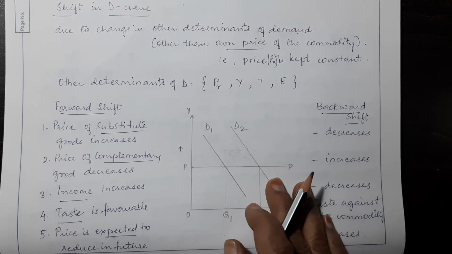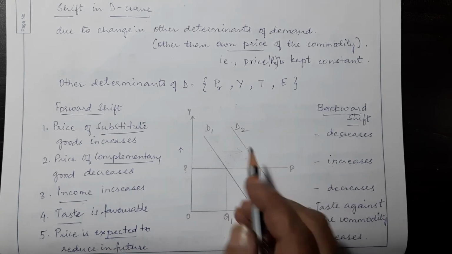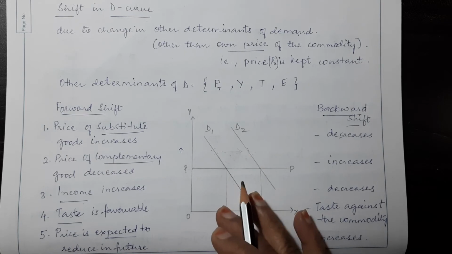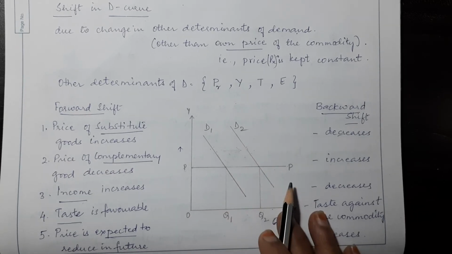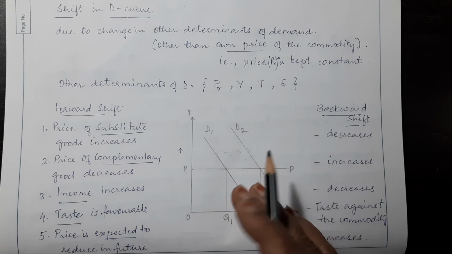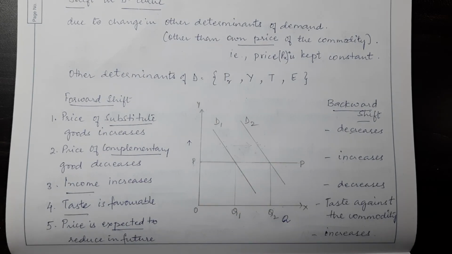What happens with the inferior goods? With an increase in income, there will be a fall in the demand for inferior goods. And with a fall in income, there will be an increase in the demand for inferior goods. In that case, we will move from D1 to D2. This is what we need to remember because there is an inverse relationship between income and inferior goods.